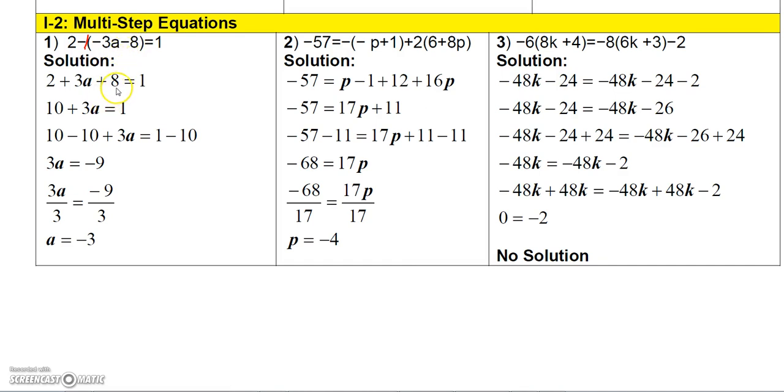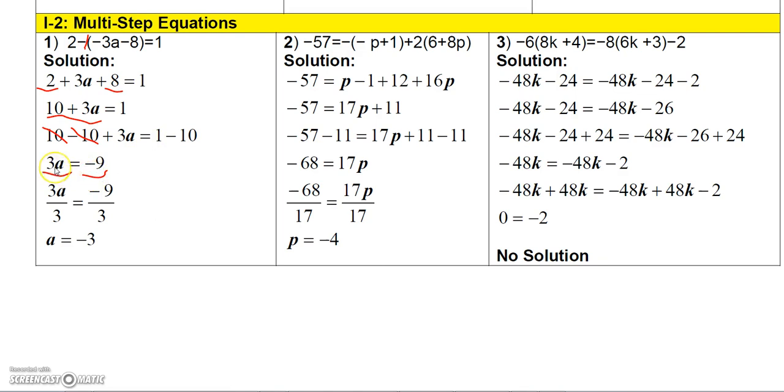And then the next thing I want to do, if you'll notice here, you've got a number 2 and a number 8. And we know 2 plus 8 is 10, so we can add those together. That way I'll just get 10 plus 3a on the left. And now I can do what I did in the previous video to get the 3a isolated. I'm going to subtract 10 from both sides. So if I take 10 away from the left, then 10 minus 10 will cancel. And then if I take 10 away from the right, I'll get 1 minus 10. So now I'll bring down the 3a, and then I know 1 minus 10 is negative 9.